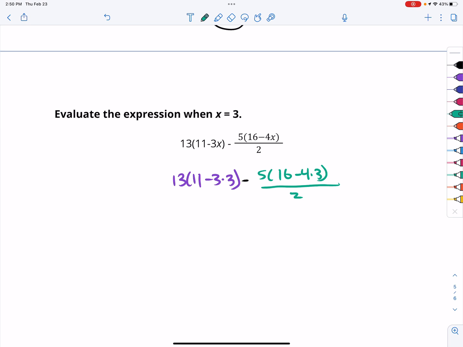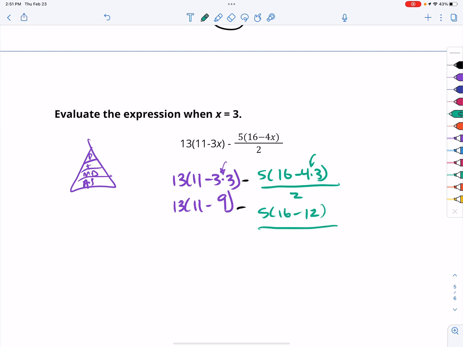So with each step that I go down, I'm only going to pick one thing really from each color to simplify at a time. So on the purple side, 3 times 3 is 9. So I'm working according to my pyramid. I need to start with my parentheses before I move on down below. So inside of my parentheses, I have subtraction and multiplication. I'm going to begin with my multiplication, and then I'm going to rewrite. Then I'm going to do my green side, where I'm inside my parentheses. I'm going to do my multiplication again, which is 12. So I have 5 times 16 minus 12 over 2.